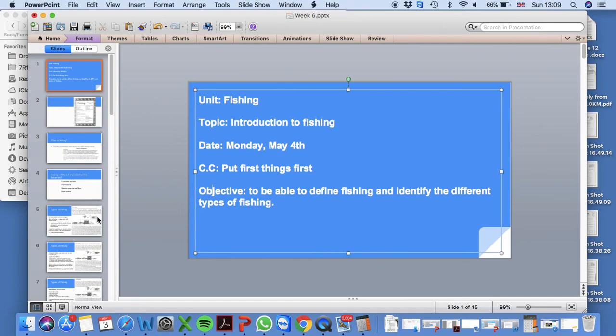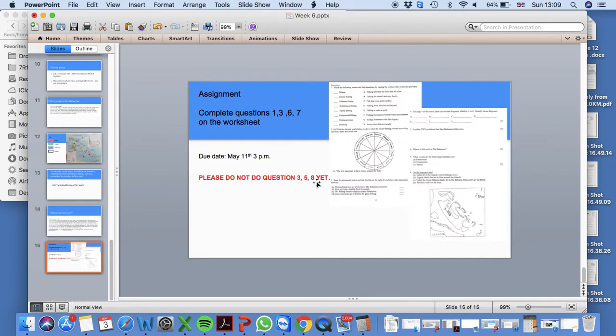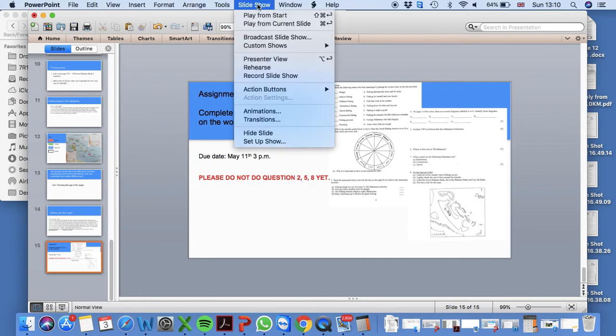Brilliant. Okay, so your assignment this week: be careful, read the questions I've put on here, okay? I'm even going to change that there, because I've just noticed that should say 2 there. Do not do question 2, because you are supposed to do number 3. So complete question 1, which is here. It's a nice multiple choice one. 3, true or false. 6, where is fish sold in the Bahamas? I've just done that, so that should be nice and easy.